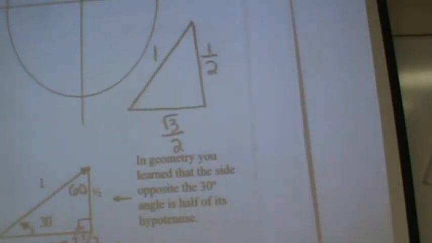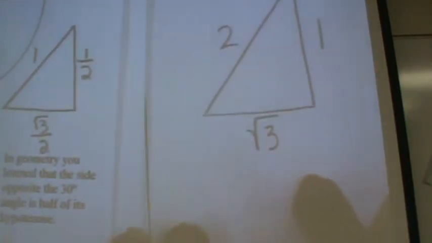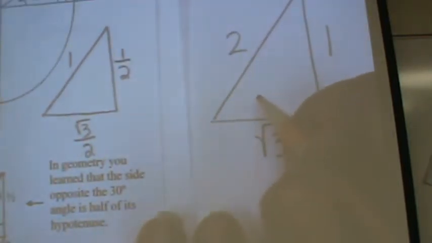Can I make these numbers easier? You can multiply them by 2. And what would you get? You would get 2, 1, and √3. This is the triangle that we usually know. The side opposite, you should know this.